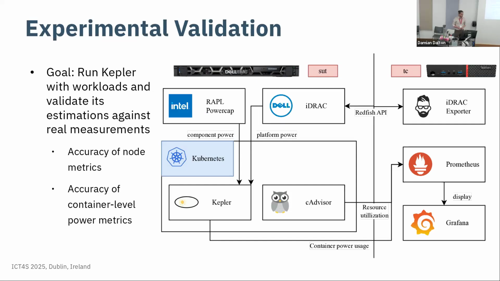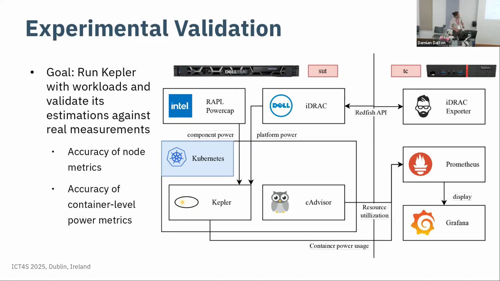So the first step on our research was an experimental validation of Kepler, see if and how it actually works. The goal here is to run Kepler with workloads and validate its estimations against real measurements that we take of servers. And we look both at node metrics, so the platform power and the total usage for a server, and we look at container level power metrics.